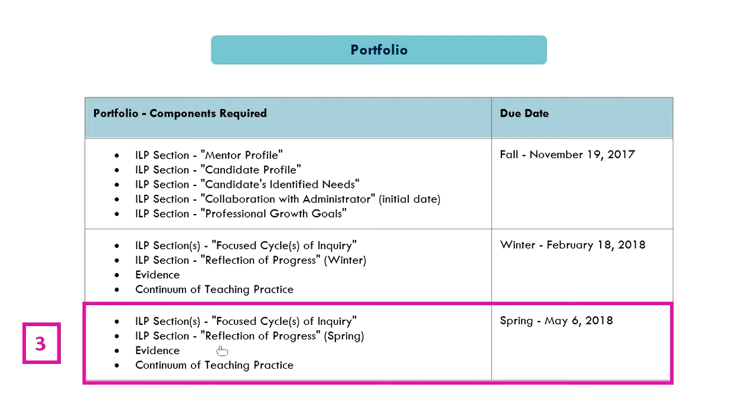The submission due on May 6th will include similar components to the February 18th submission. The components submitted will include new focus cycles of inquiry for additional professional growth goals or additional work within focus cycles of inquiries that were started during the February 18th submission. Remember that the ILP is a living document that allows you to update it throughout the year to document all of your hard work and growth achieved during the school year.